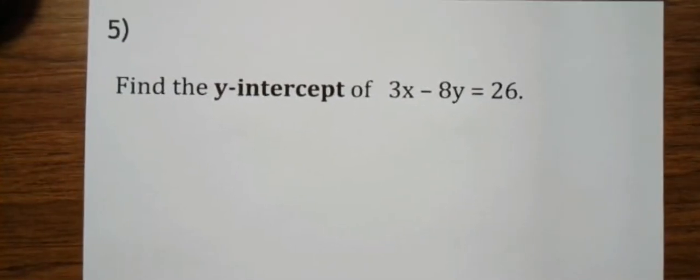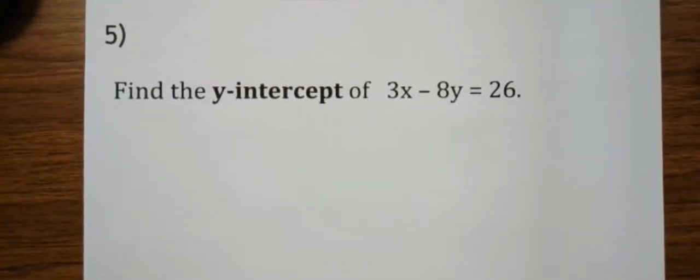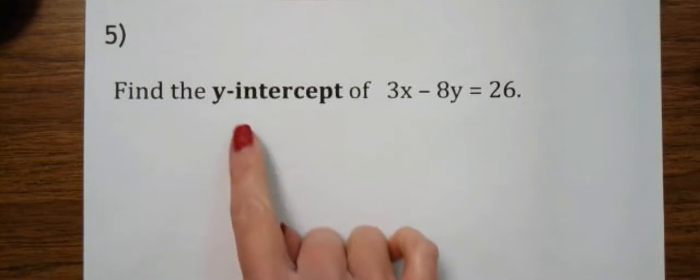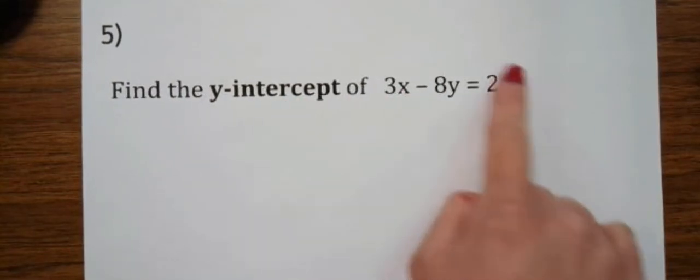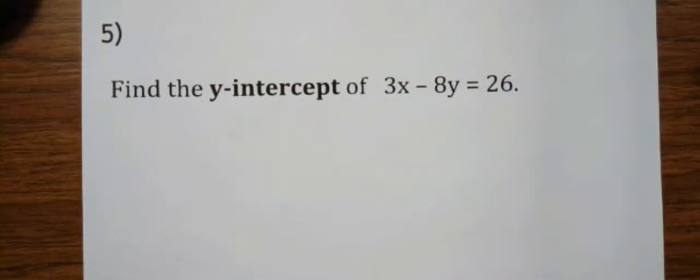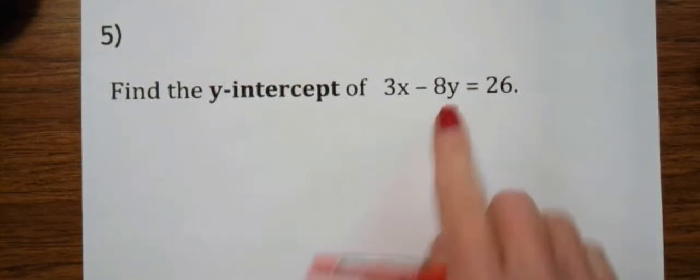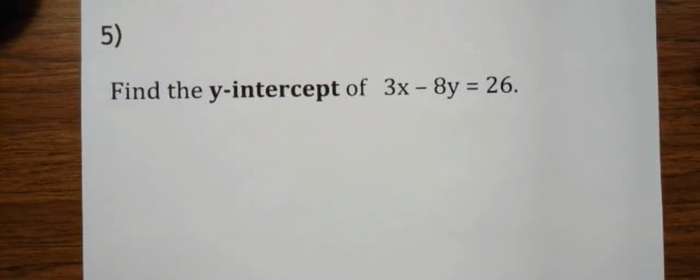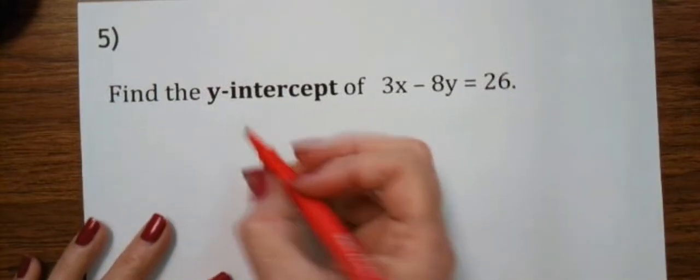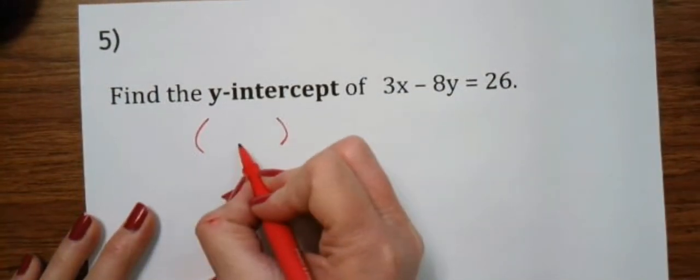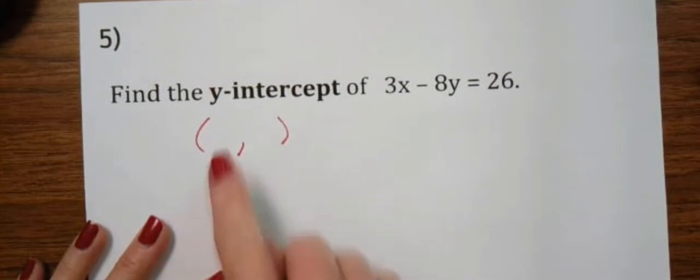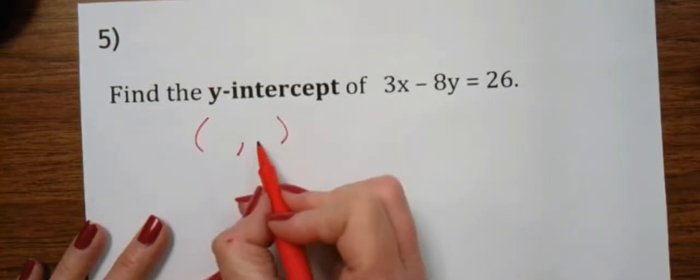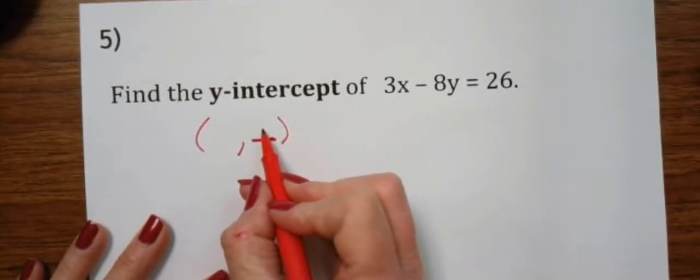All right, number 5. Then we're going to be getting to our next goal after this. Here we're asked to find the y-intercept of this equation in standard form. When an equation is written in standard form, it's very easy to find those intercepts. We're just going to plug in 0. We want the y-intercept, which means we want the location of y. We want to solve for y.